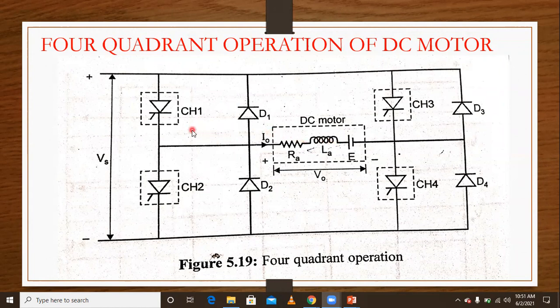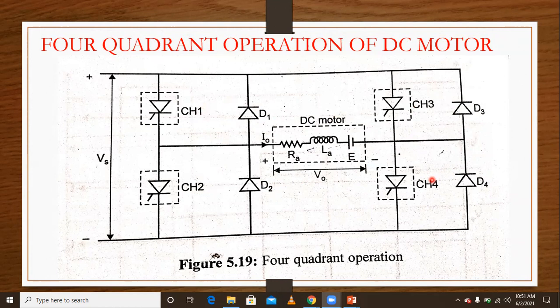The power semiconductor switches are CH1, CH2, CH3 and CH4, and there are four power diodes, D1, D2, D3 and D4. Power diodes, not normal diodes. The diodes D1 to D4 and the choppers CH1 to CH4 are connected in anti-parallel.